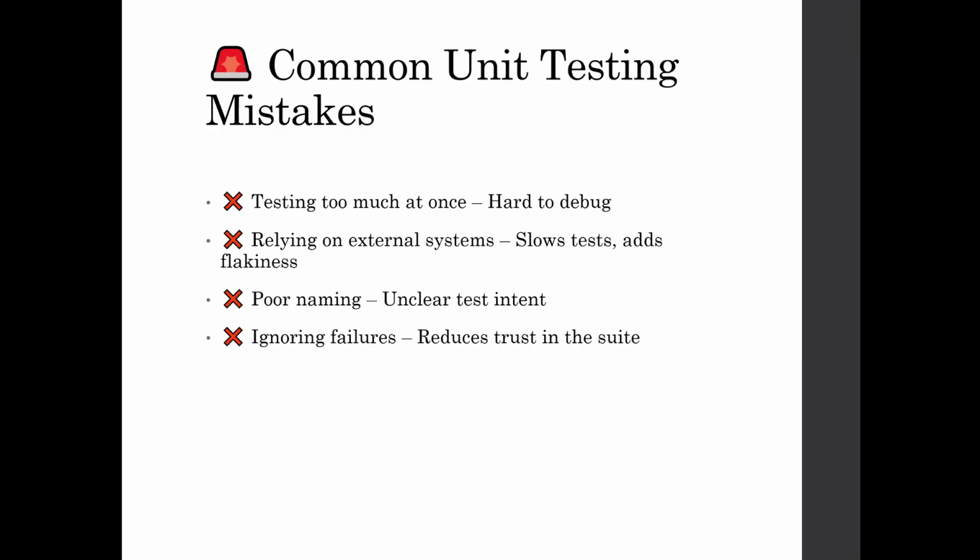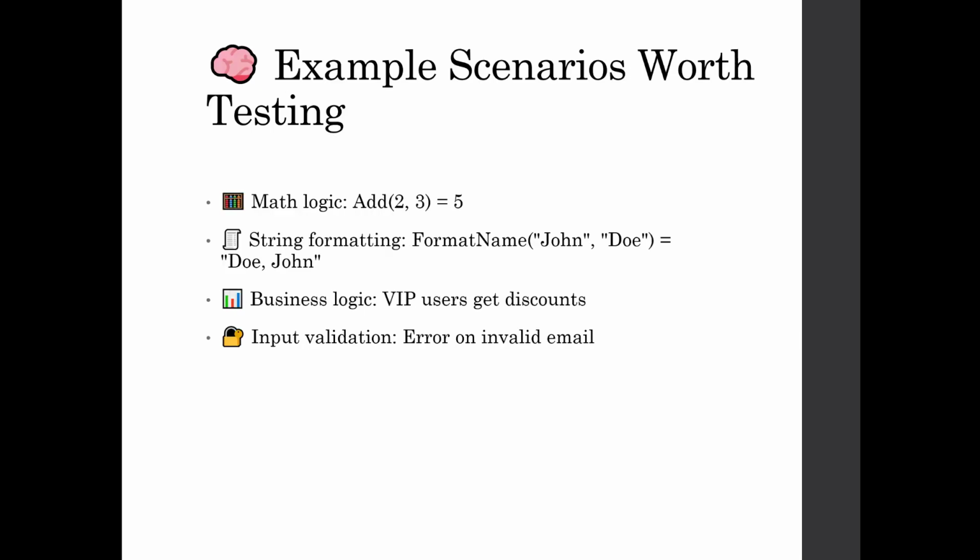Poor naming. So again, use descriptive method names for your unit tests. If someone can't tell what your test does by reading its name, then that's a problem. Go ahead and rename that. And then ignoring test failures. Why are you writing unit tests and then not fixing things if the test fails, right? So if a test fails, fix it. Ignoring failures is going to reduce trust in the entire suite and honestly kind of defeats the purpose. I don't understand why people do this.